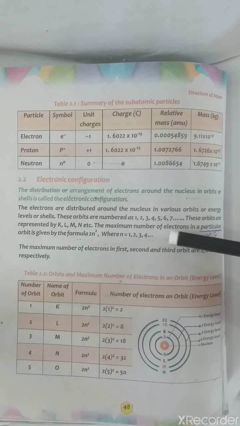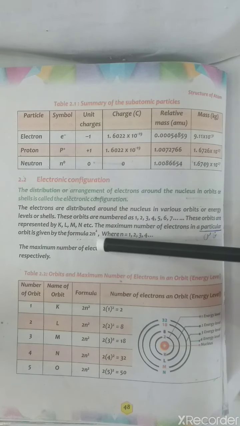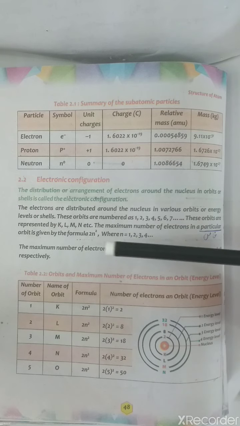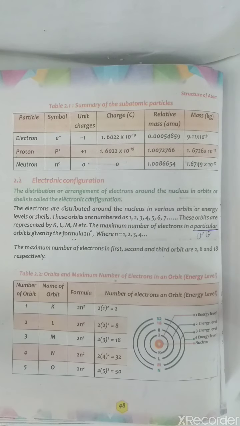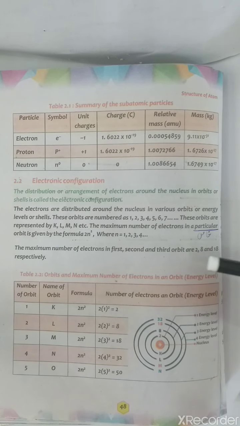Now, for any particular atom, the maximum number of electrons in the orbits is given by the formula 2n square, where n is the number of the shell, that is 1, 2, 3, 4 and so on. This is the basic formula in which you just put the number of the shell so you can find the number of electrons in that shell. The maximum number of electrons in the first, second and third orbit are 2, 8 and 18 respectively.